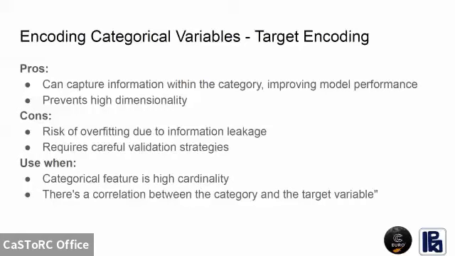Use it when the categorical feature has high cardinality. For example, prices in New York City can be significantly different depending on the neighborhood, or which floor you are on, and things like that. But for a prediction, you don't require this high cardinality. And there is a correlation between the category and the target value, so there is actually a correlation with the category we are trying to encode.